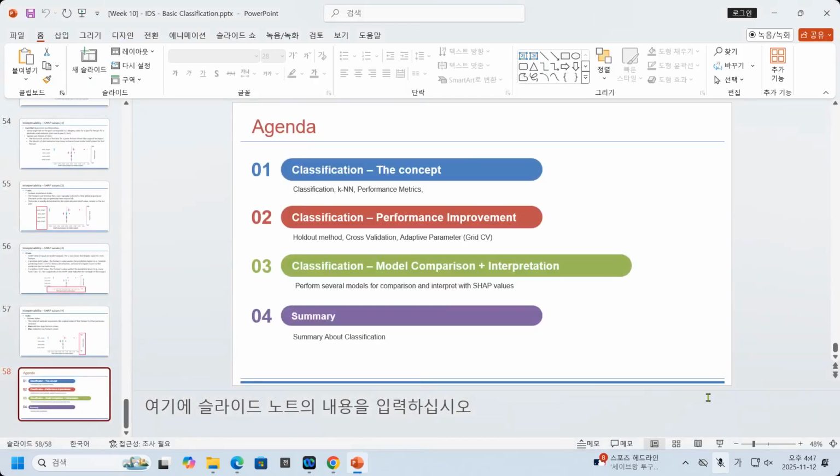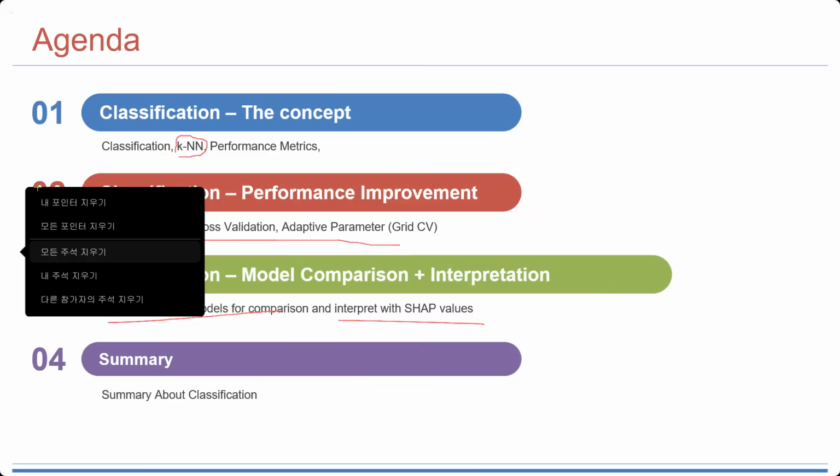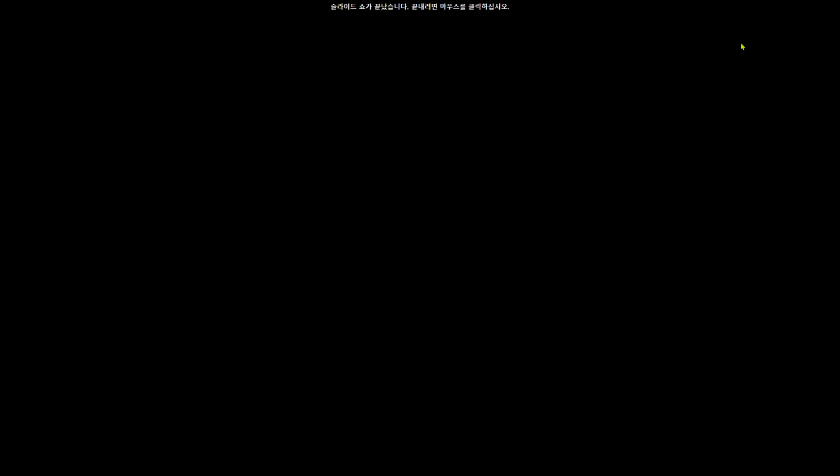Okay, I think that's all. So we learned about classification. We learned about KNN. We learned about performance improvement using holdout and cross-validation. And we also learned model comparison and how to interpret the model using SHAP values. Okay, any questions?